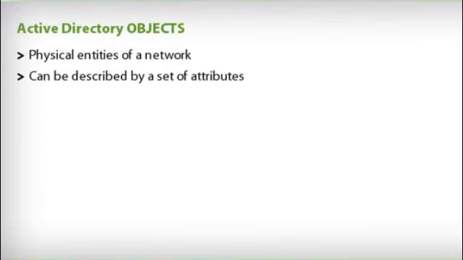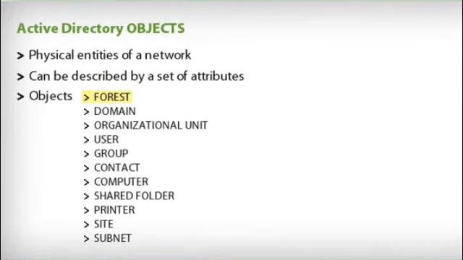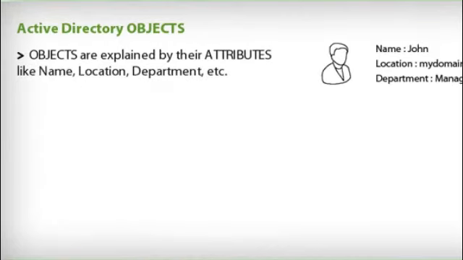Active Directory objects, physical entities of a network, can be described by a set of attributes. Objects: forest, domain, organizational unit, user, group, contact, computer, shared folder, printer, site, subnet. Objects are explained by their attributes, like name, location, department, etc.